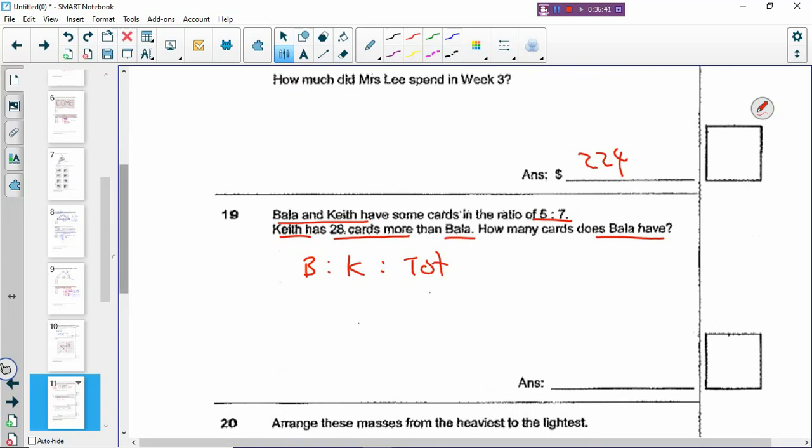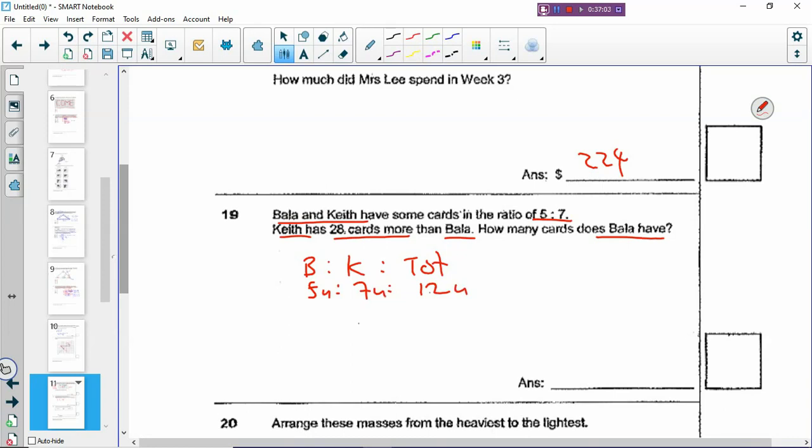Even though in this question, we don't need to use a total, there are questions where this total is important. So I will encourage you to always put the total there. Whether it's necessary or not, always put the total there. So you have 5:7:12, and these are called units, right?